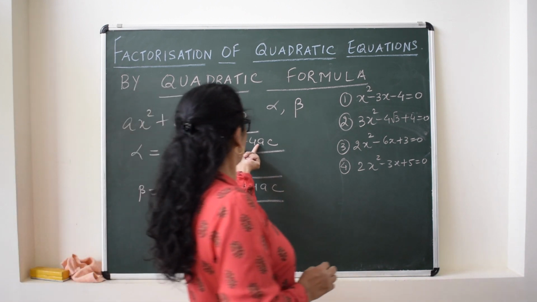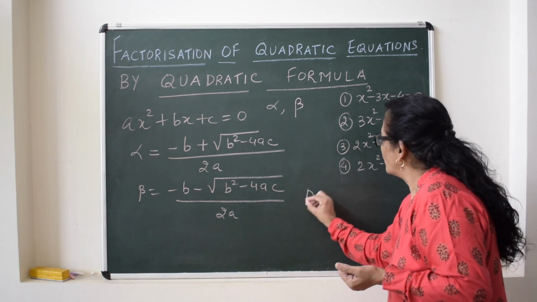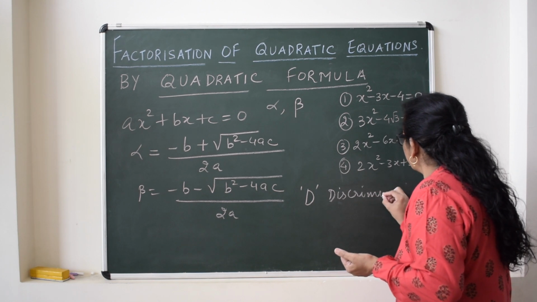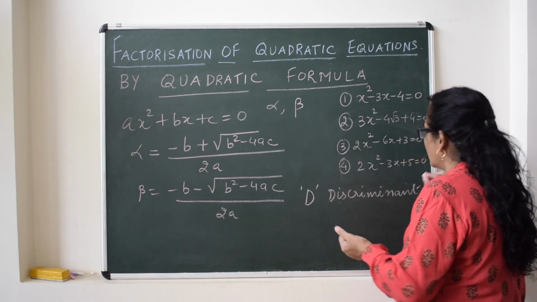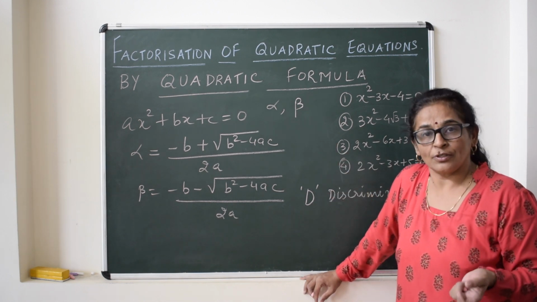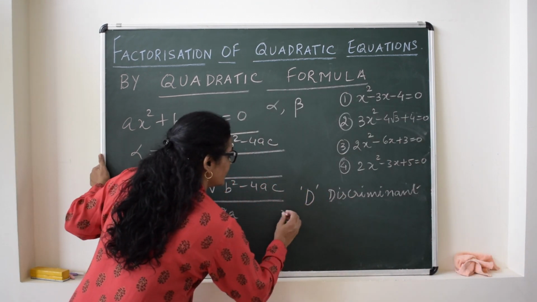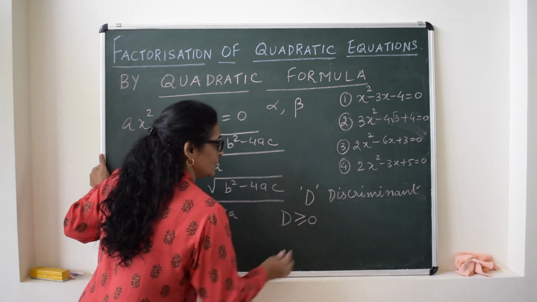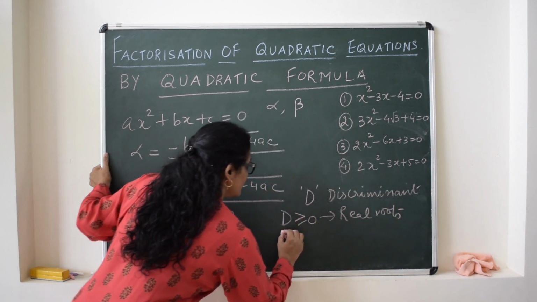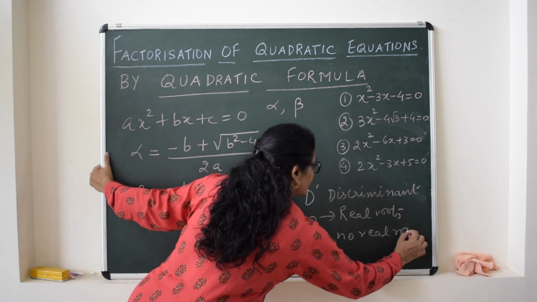This value b square minus 4ac is a term which is called discriminant. This D will decide whether the equation will have real roots or not. So, if D is greater than or equal to 0, then we are going to get the real roots. If D is less than 0, then we will not be getting the real roots.